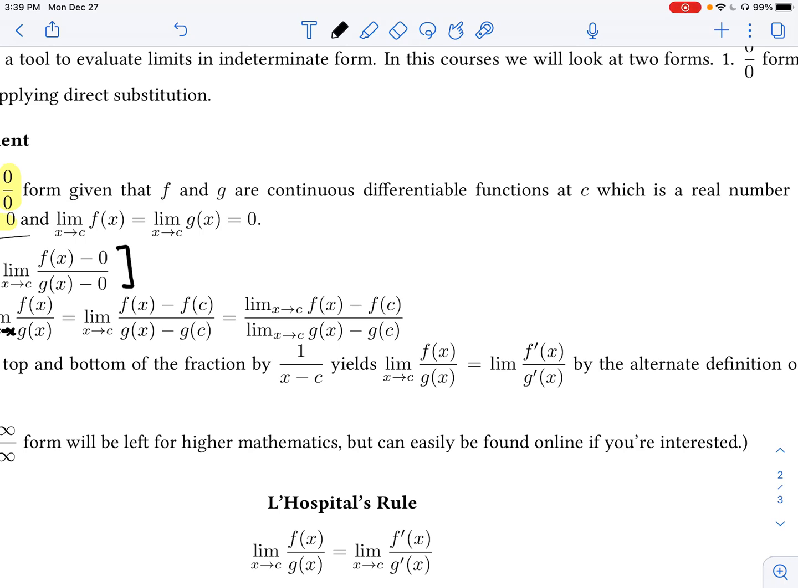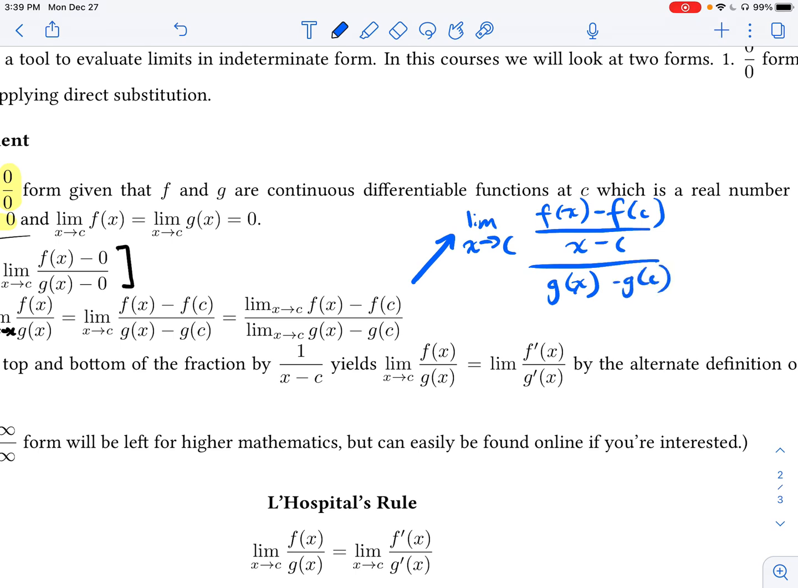There's a little bit of a missing step here, which I'll just expand. This would then be equivalent to the following. The limit as x approaches c of f of x minus f of c over x minus c, all of that over g of x minus g of c over x minus c. And do these look familiar to you? Yeah, this is the alternate definition of the derivative, f prime of x and g prime of x. So we can then say it's the limit of the derivative of f over the derivative of g.